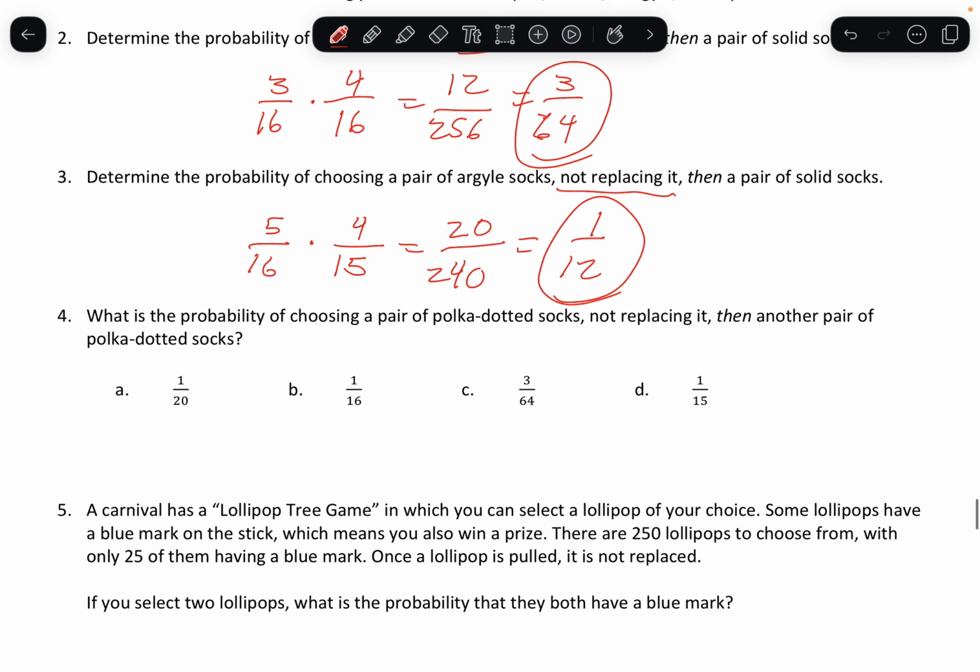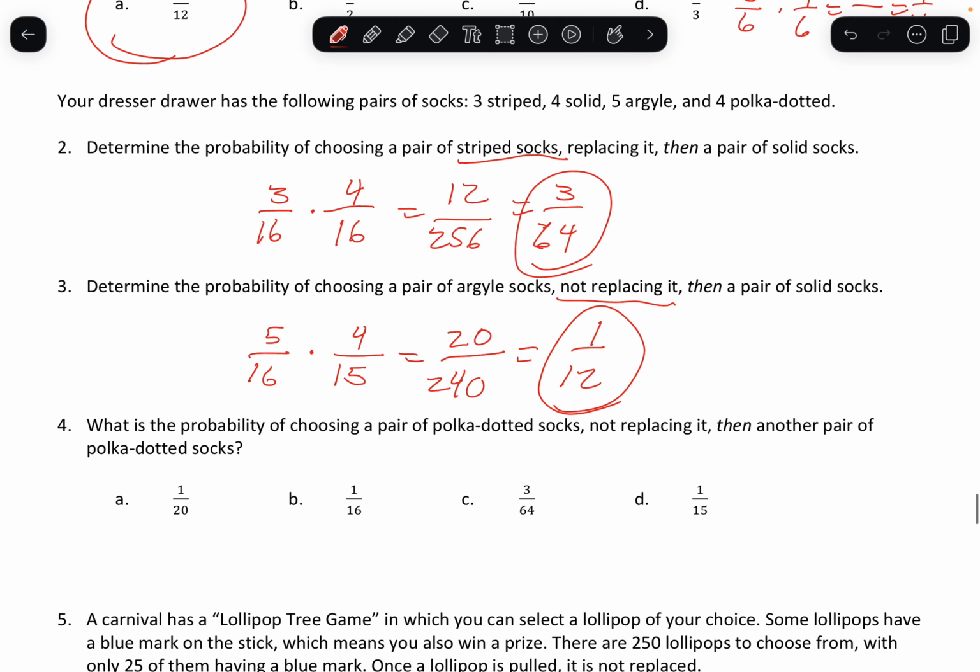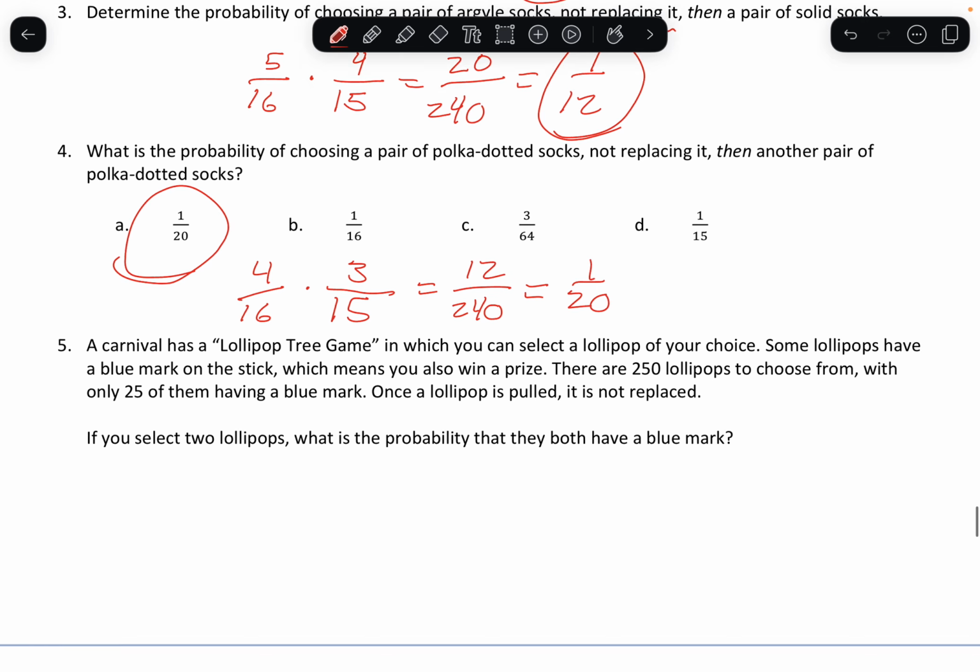What is the probability of choosing a pair of polka dotted socks, not replacing it, and then another pair of polka dotted socks? This time we're looking at the number of polka dotted socks that I have: 4 out of 16 for the first pull. If I'm not replacing it, then not only do I have just 15 socks here, but I have only 3 that are polka dotted. So I'll multiply those two things together, 12 out of 240, which gives me 1 out of 20. This one's multiple choice, so I look for that, and I see letter A is 1 out of 20.